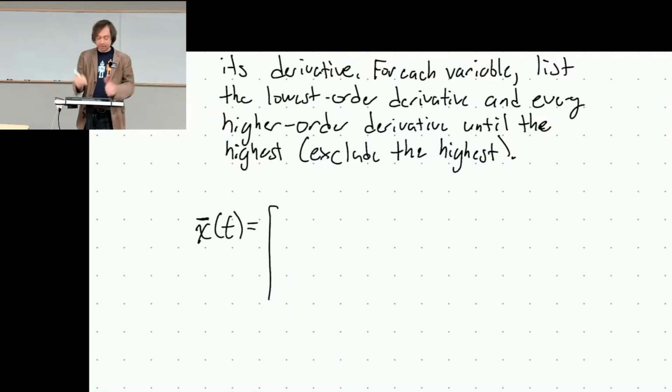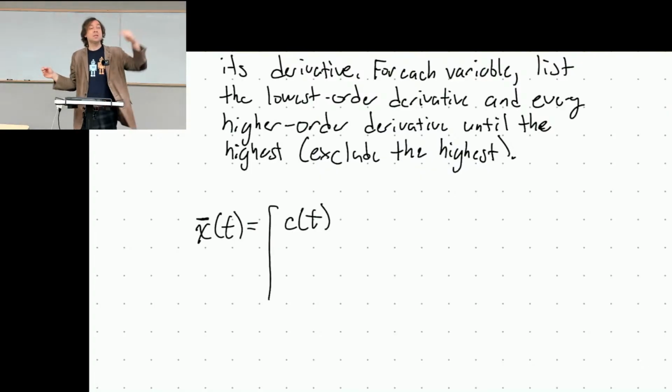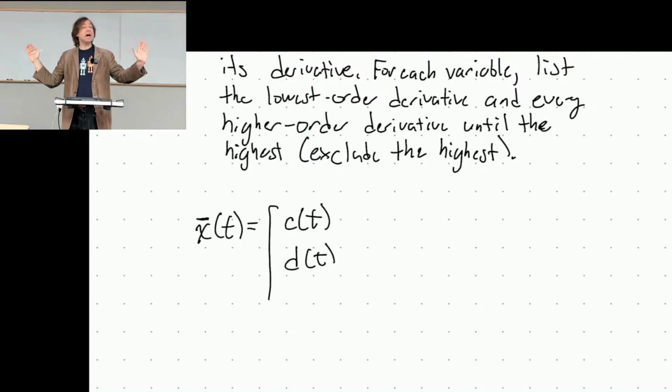So we had c of t. That's the lowest order derivative of the c's. Let's count up to the next derivative, c dot. Oops, c dot is the highest order derivative. Do we use it? No. No, we don't. D is the lowest order derivative of d, right? Now we count up d dot. D dot is the highest. Do we use it? No.